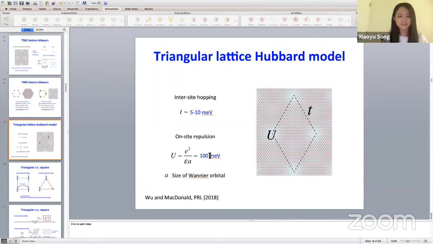Okay, thank you. And the next question from Yiping: does this TMD Moiré require similar lattice constant?